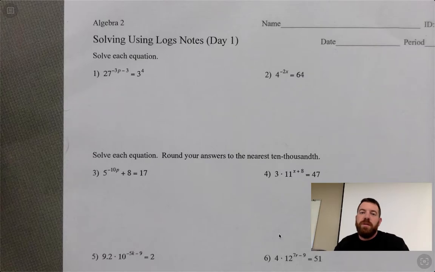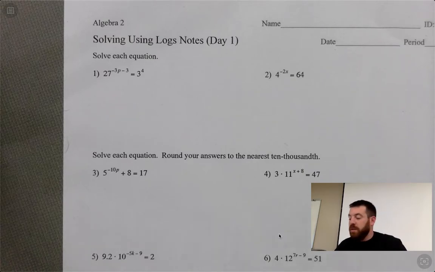Solving using log notes, day one. These are paper and pencil notes because all it is, is solving equations. So make sure that you have pencil and paper, and for me, I'm going to be swiping in and out of using the Desmos calculator. Okay, so this is what we're going to use today. So let's go ahead and start with number one.